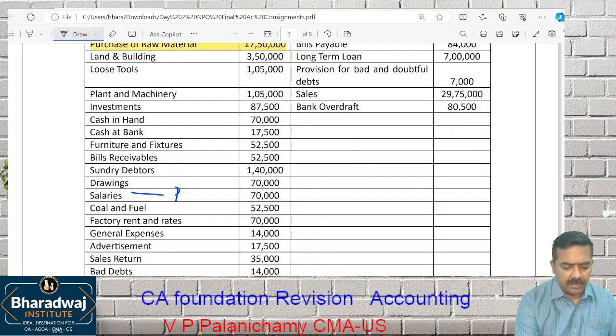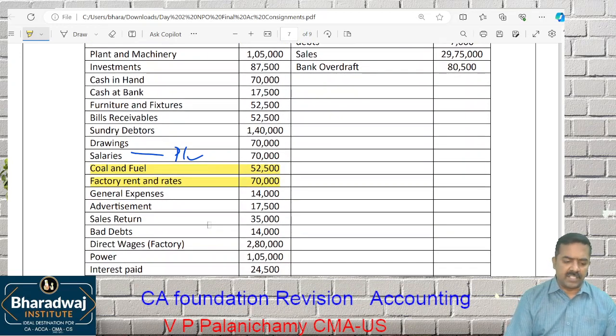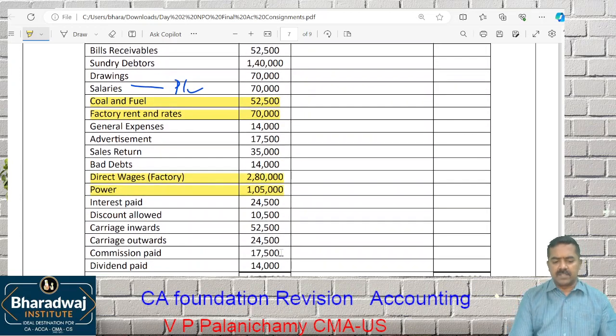Salaries will come in the P&L account. What about coal and fuel? Manufacturing expenses. Factory rent and rates, manufacturing expenses. General expenses will come in the P&L account. Advertisement, P&L account. Sales returns adjust with sales. Bad debts, P&L account. Direct wages, it is given as factory. So power also, manufacturing expenses.